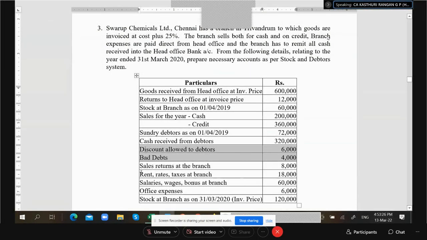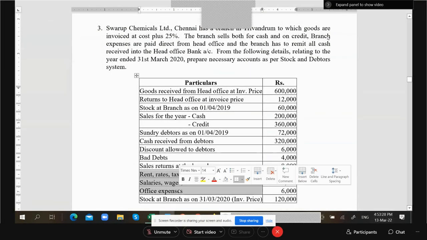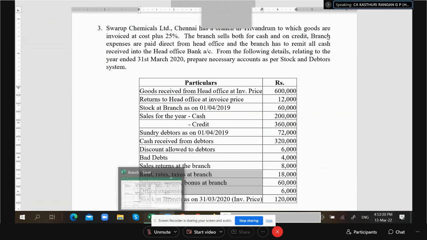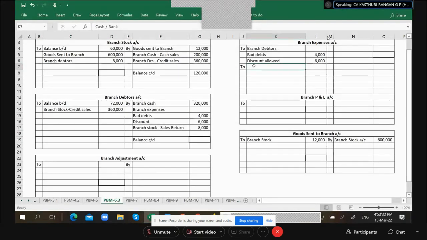Rent, rates, salary, office expense, all these are expenses of the branch paid by HO. So what is the entry? Simple. Branch expense account debit to cash or bank. Salary, rent, office expense. So rent 18,000, salary 60,000, office expense 6,000. Paid by HO. Don't put branch cash. These are paid by the HO. So branch expense account debit to cash or bank account.